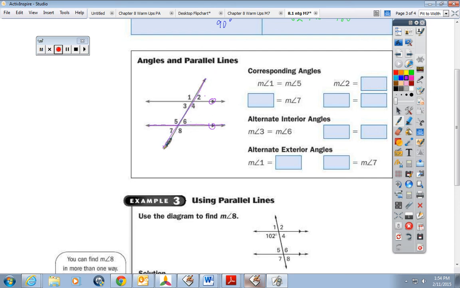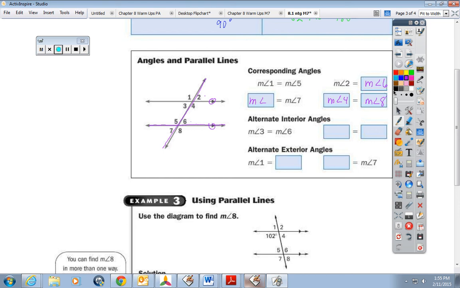So the measure of angle 1 equals the measure of angle 5. The measure of angle 2 equals the measure of angle 6. The measure of angle 3 equals the measure of angle 7. And then the measure of angle 4 equals the measure of angle 8. So it's like top left to top left, top right to top right, bottom left to bottom left, bottom right to bottom right. So that's the corresponding angles. They match.